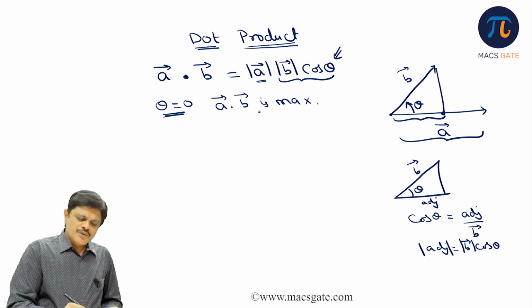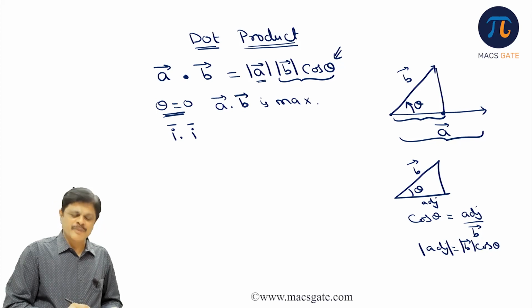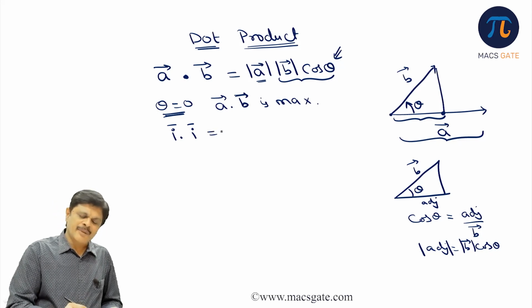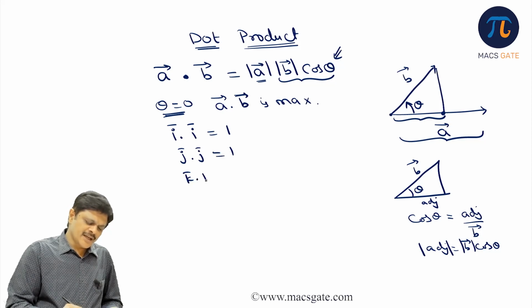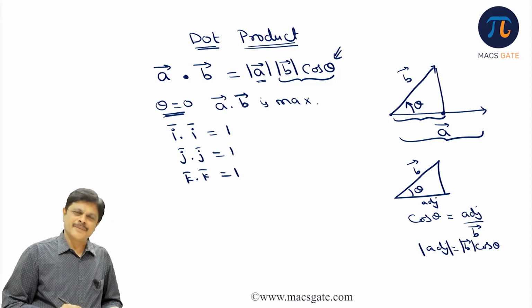Is the idea clear? So when the two vectors are parallel, then A dot B is maximum. Okay, and your popular important vectors, the unit vectors in the direction of the principal axes: when you consider I dot I, because theta is 0, they are the same vectors, and cos 0 is 1. You are simply going to get length of I into length of I, which is nothing but 1. Similarly, J dot J is 1. Similarly, K dot K would be 1.